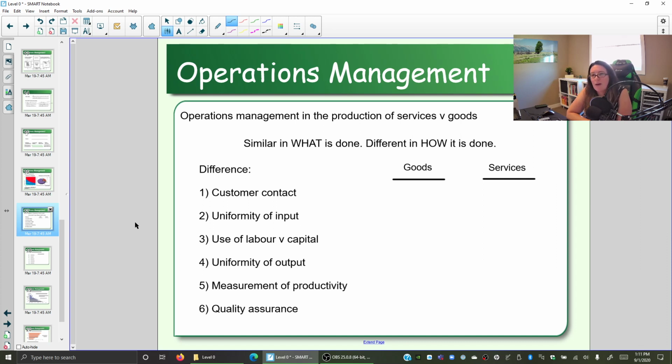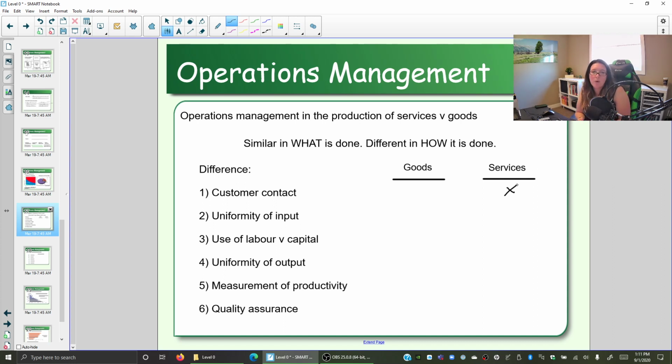So identify which one is more likely to have customer contact, goods or services. Well, likely you said services is more likely to have customer contact, right? If we think about manufacturing, if we're making cans of Coke, then there's not a lot of customer contact between those who are manufacturing and making the cans of Coke and the customer base. Whereas if you are a tailor who is trimming people's clothes, if you're the hair salon, there's a lot of customer contact throughout the entire operations process.